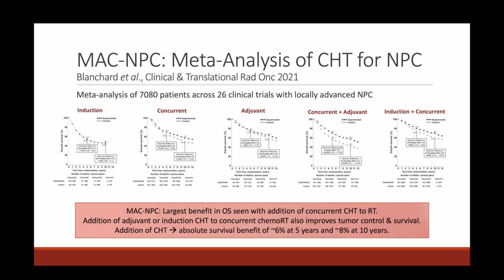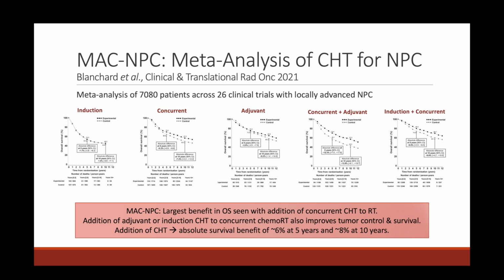What you can see is that the greatest improvement with the addition of chemotherapy was seen with the addition of concurrent chemotherapy to radiation. So if you're going to do either induction, concurrent, or adjuvant, you should do concurrent chemotherapy because that showed the greatest benefit. However, if we look at the concurrent and adjuvant and induction and concurrent groups as well, the addition of adjuvant or induction chemotherapy to concurrent chemoradiation also improved tumor control and also improved survival.